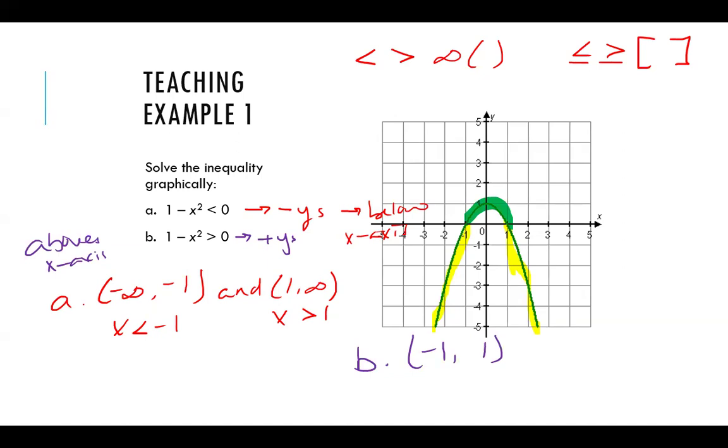Or I would write it as an inequality: x is less than 1, but greater than negative 1. Okay. How do you feel about solving an inequality from a graph?